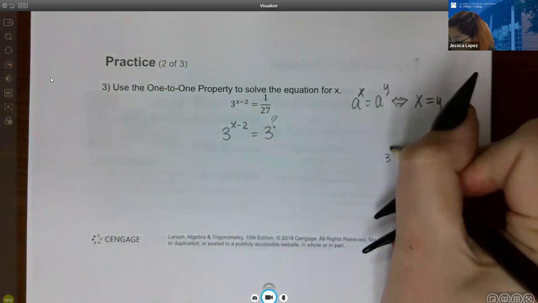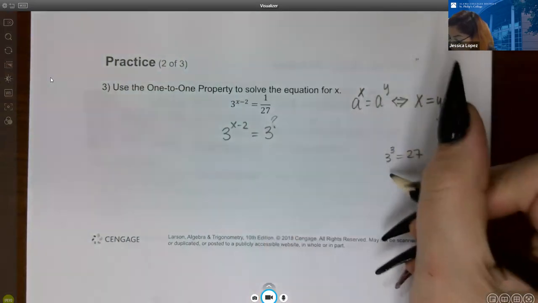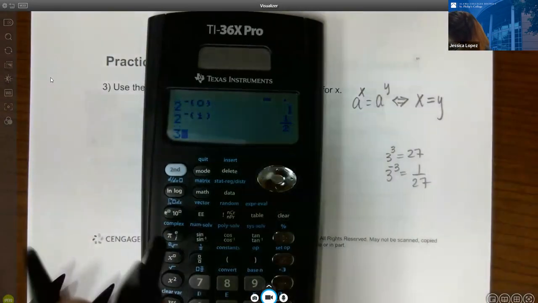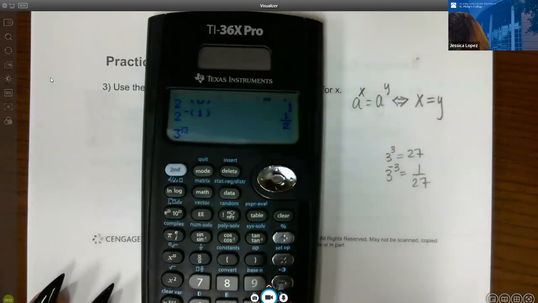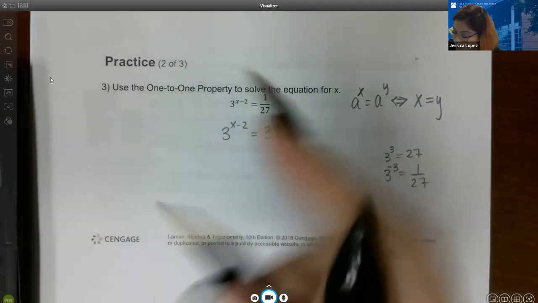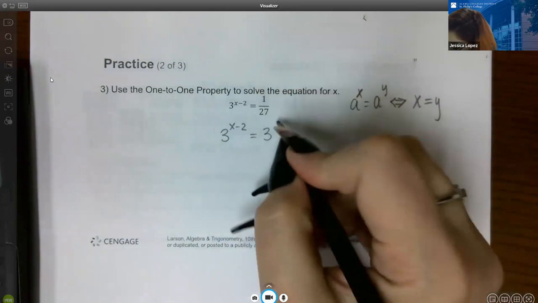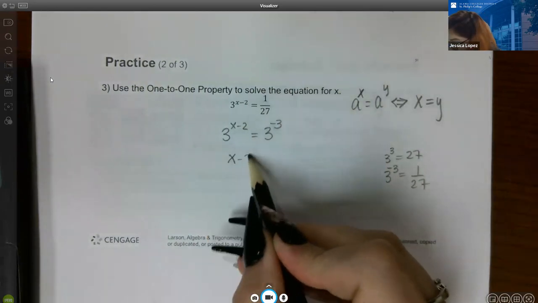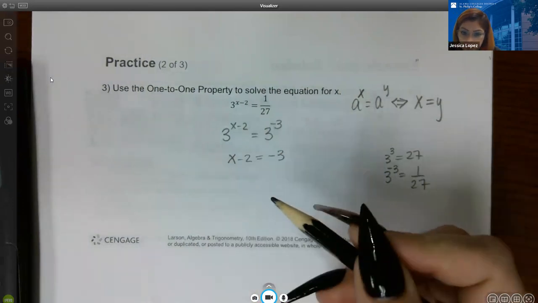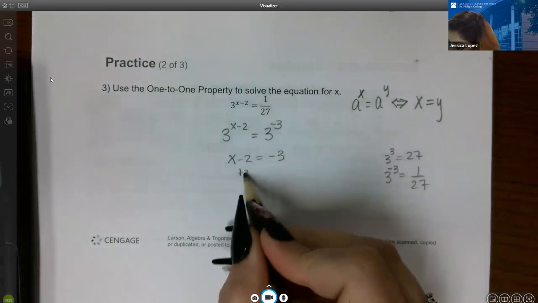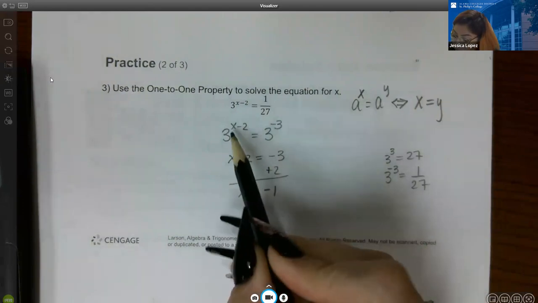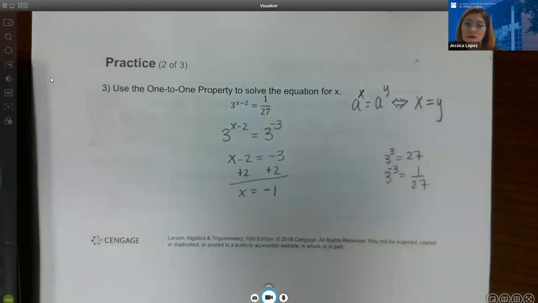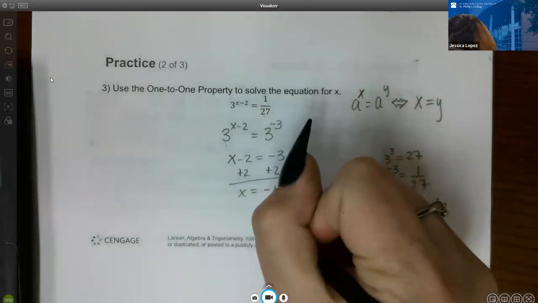So what should this exponent be here, okay? I don't know. I know 3 cubed is 27. But if I want the 27 downstairs, I think I need to make the exponent negative. So let's check and make sure that that's actually true. So 3 raised to the negative 3 exponent is 1 over 27. So this 1 over 27 is actually equal to 3 raised to the negative 3. Now I can use the one-to-one property that says that this side can only equal that side if the left exponent is exactly the same value as the right exponent. Now, what x value would make that true? Let's solve for x. And I get negative 1. So if x were negative 1, this would be negative 1 minus 2, which is negative 3. And we already know 3 to the negative 3 would equal 1/27. Okay. And so your answer here is going to be negative 1.